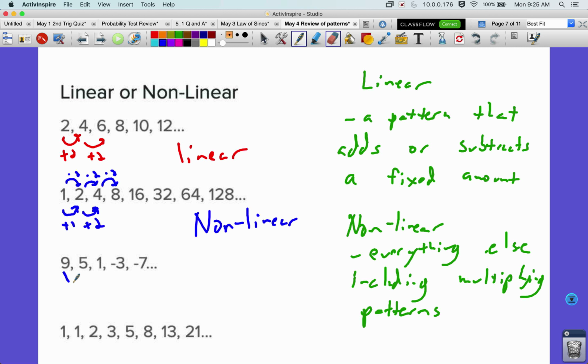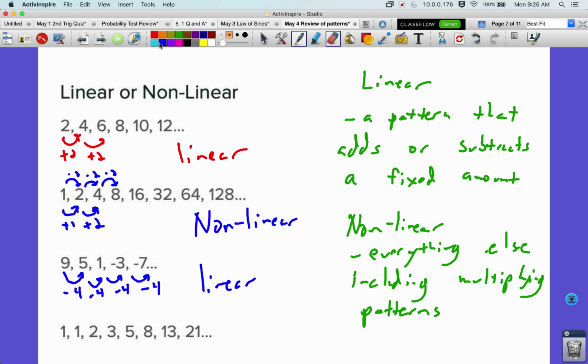All right, next one. How do I get from 9 to 5? Well, if you do 5 minus 9, you get a negative 4, so I must be subtracting 4. Let's see if minus 4 keeps working. It does, even into the negatives. So this one is still linear. Linear patterns can go negative.